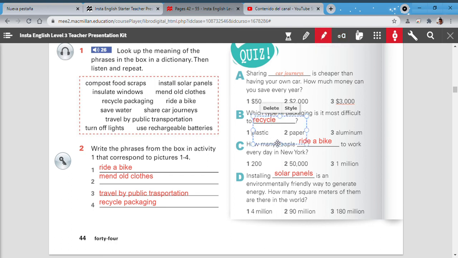Okay, let me see. Yeah, oh my goodness, thank you. Okay, let's see, plastic. Now let's continue. Let us see how many people ride a bike to work every day in New York. 200 people, 50,000 people, or 1 million people. 200 people? No, I don't think so. 1 million? 50,000. Okay, this is the answer. 50,000.